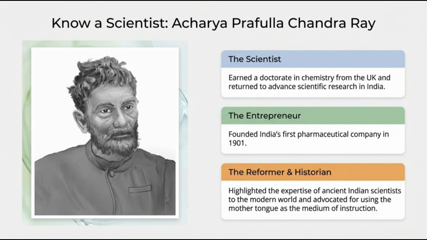Let's meet the father of modern Indian chemistry, Acharya Prafulla Chandra Ray. He was a brilliant scientist and social reformer who established India's first pharmaceutical company in 1901. He believed in the power of science to advance society and championed learning in one's own mother tongue.